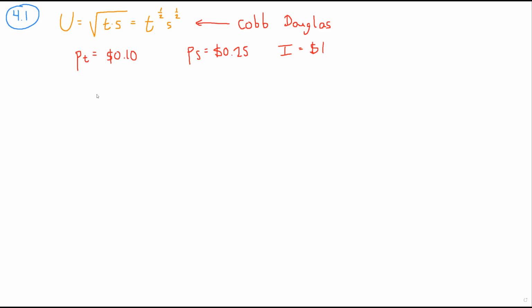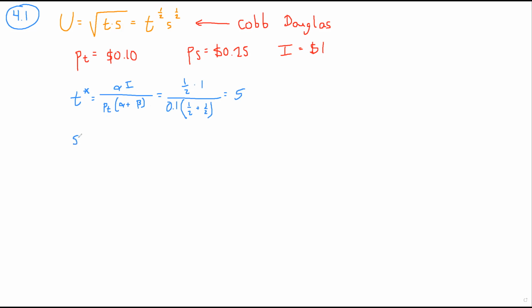According to the cheat sheet I've given you, the optimal value for X, or in this case T star, is equal to alpha times income over the price of X, or in this case T, times alpha plus beta. So all you need to do is take the values of alpha, beta, I, and the price of T, not price of tea that you might drink, but price of T for Twinkies, and plug them into this formula. Alpha is 1/2. Alpha and beta are these powers on T and S. So we have 1/2 times 1 over 0.1 times alpha plus beta. And this comes out to be 1/2 times 1 divided by 0.1, which would be 5.